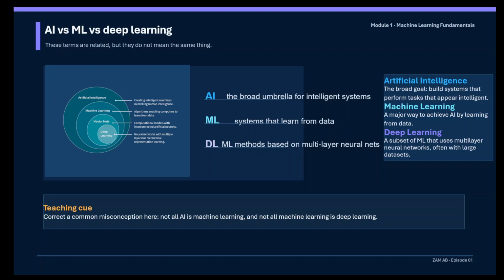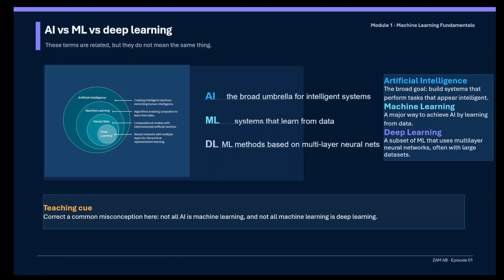Neural nets, deep learning, computational models, interconnected artificial neurons. In fact, that is a subset of machine learning. And then deep learning, neural networks with multiple layers for hierarchical representation learning. And that's definitely not a topic of discussion here. But in some other series, which comes after this machine learning series, we have a different series which you can see, which is separately on deep learning and separately on neural networks.